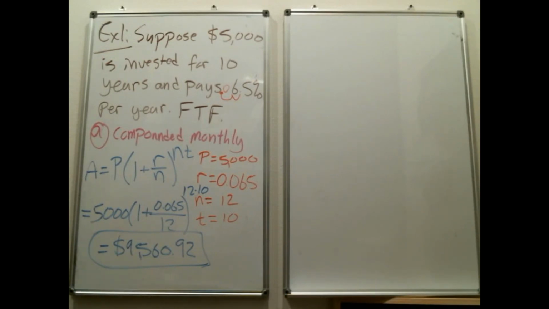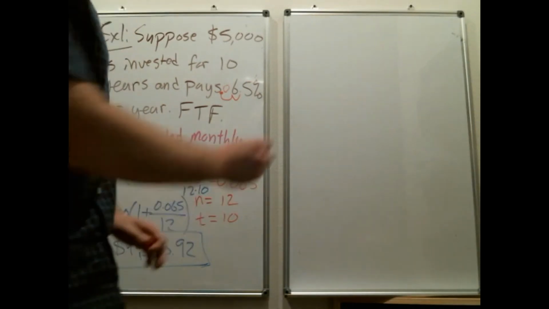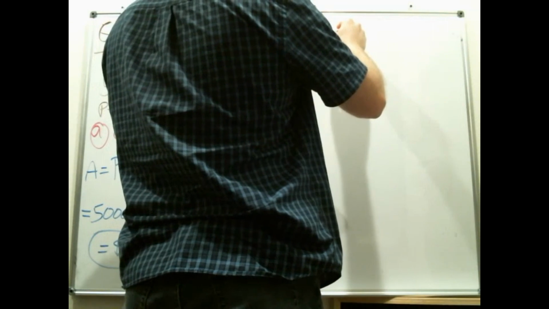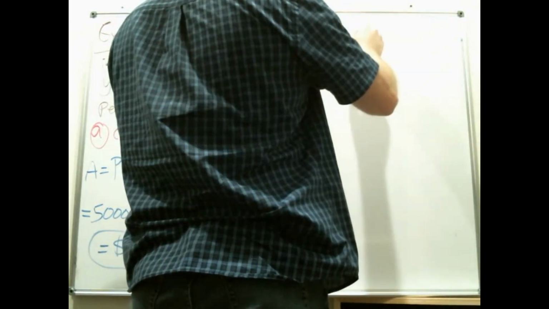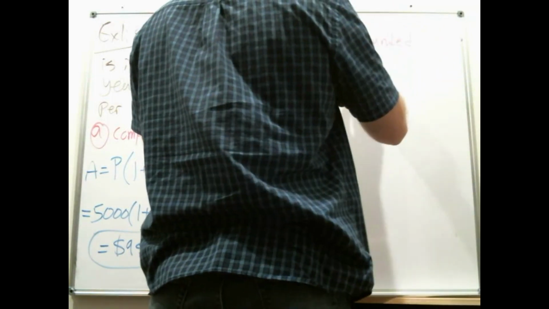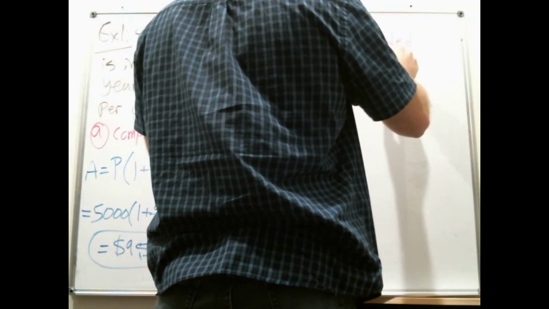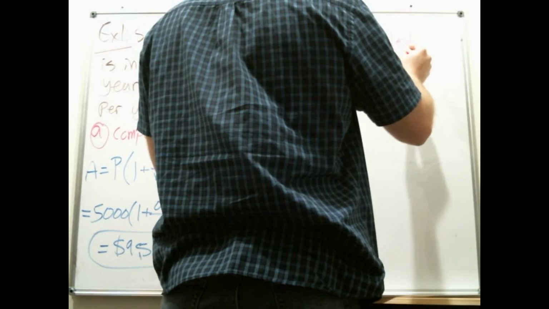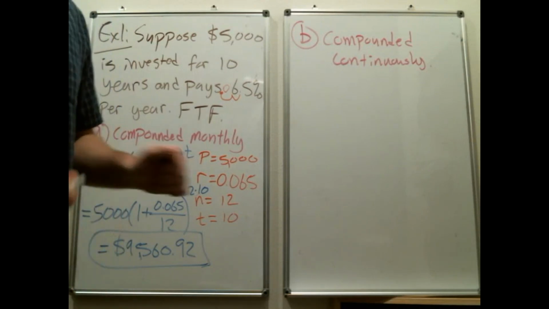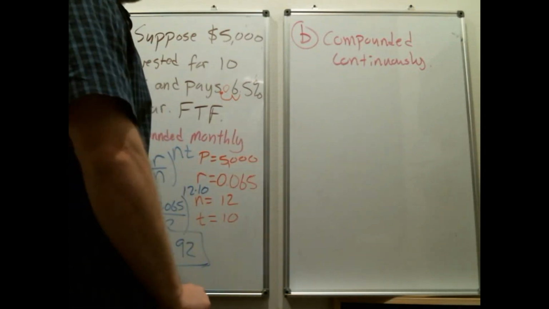Alright, so that was A. Let's look at B real quick, and then I want to be done with these. B is compounded continuously. Compounded continuously means we are using which formula? Do you remember?